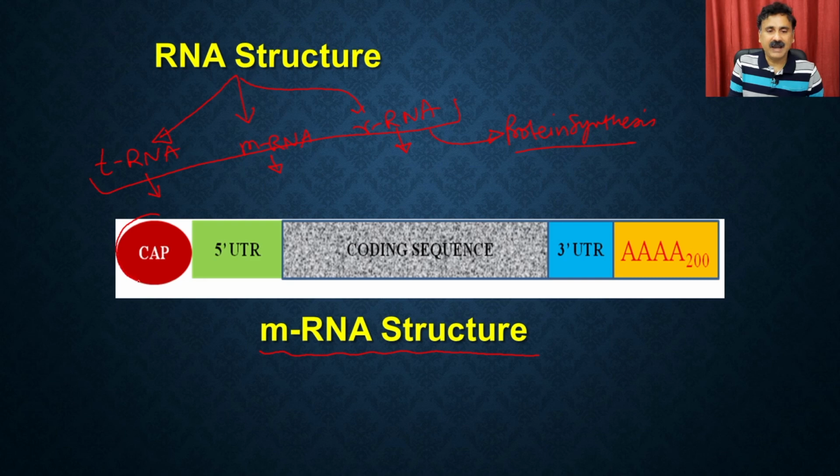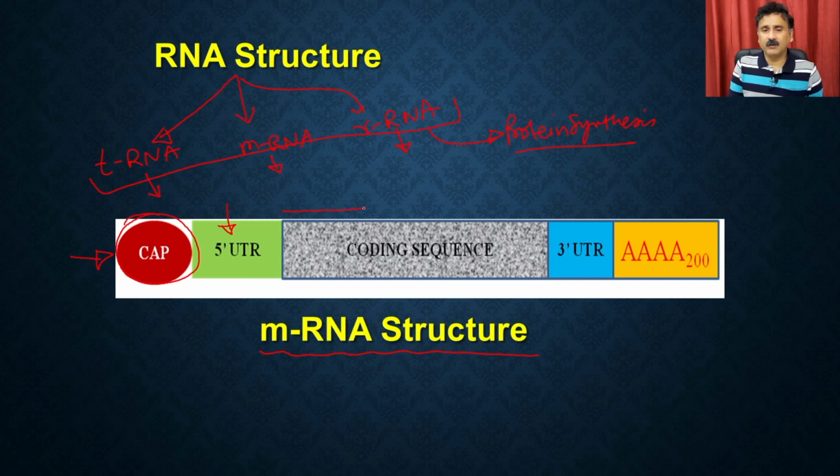So if you see a typical structure of the messenger RNA, what you see here is it has a 5' cap. This 5' cap is going to protect the RNA from degradation by RNases and all other kinds of degrading enzymes. Then we have the 5' UTR. This 5' UTR is important for the binding of the factors which are responsible for protein synthesis.